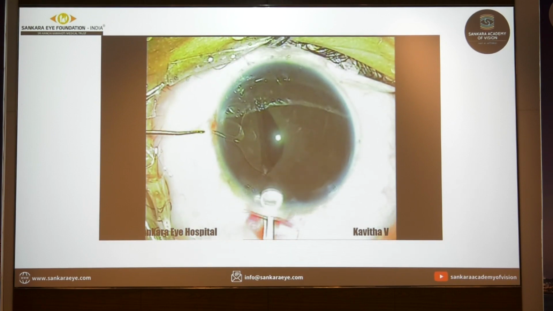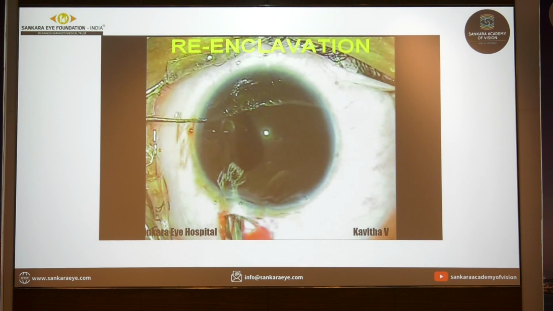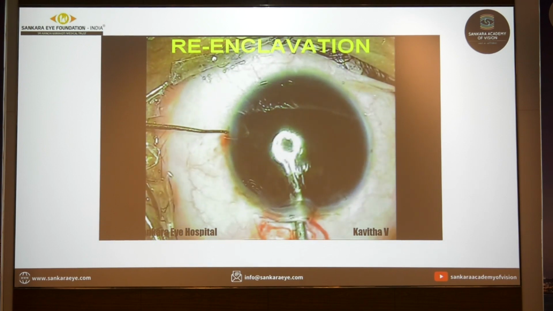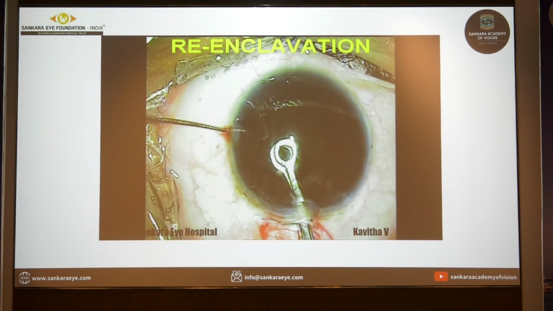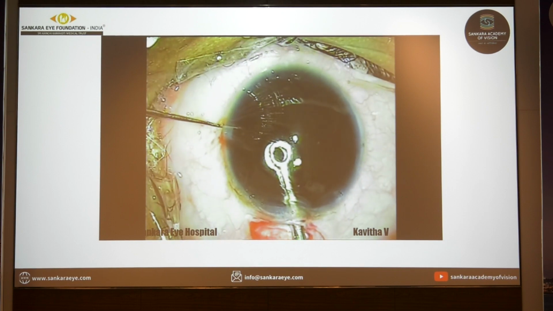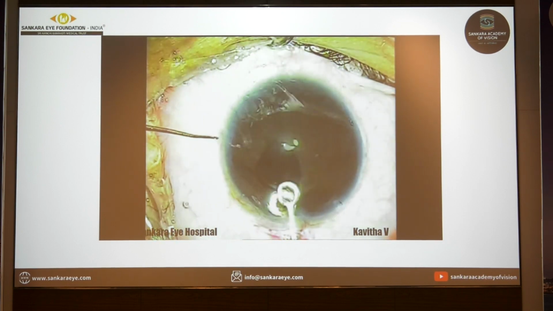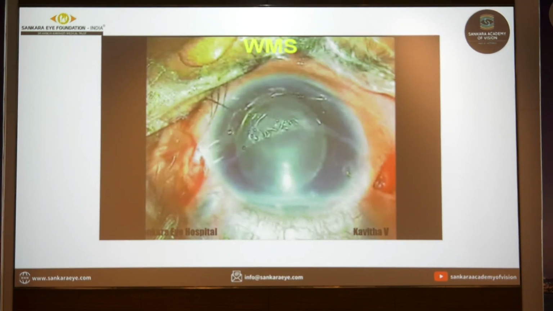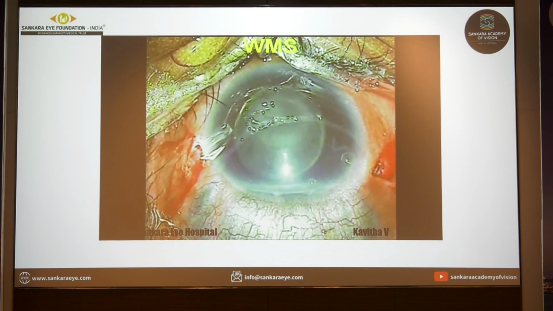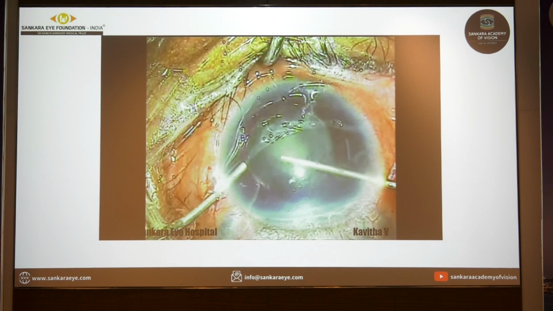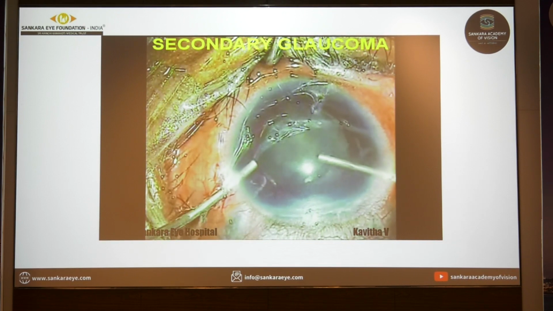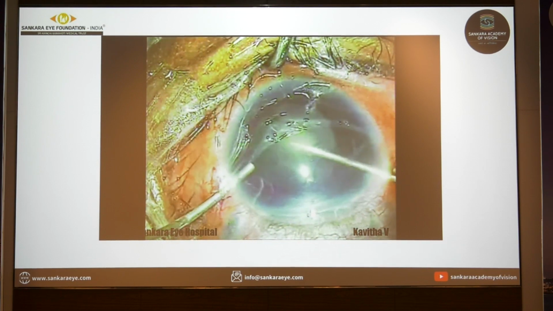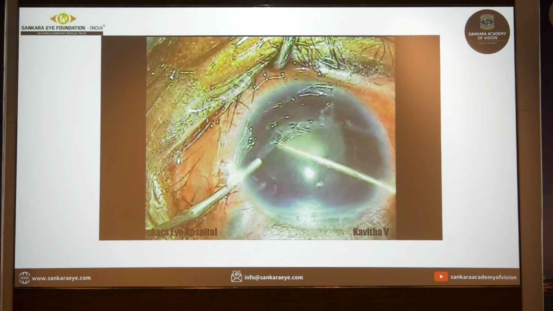This is a case where the haptic got disenclavated after a few years. So there's nothing to worry about, just go back and then enclavate it. But in case it is disenclavated and it is behind, then it is better to refer to the vitreoretinal surgeon. They will put a port and then lift it from behind and tuck it. You can see the PI as well. This is a situation where there's secondary glaucoma with ciliary staphyloma. I did it using a side port. I removed the lens. I didn't place an IOL here because the first criterion was to remove the lens which was causing glaucoma.